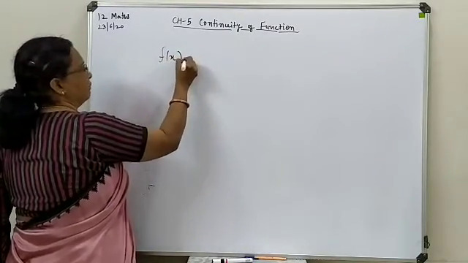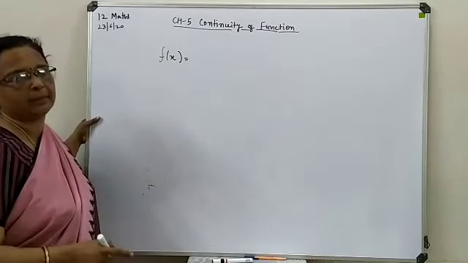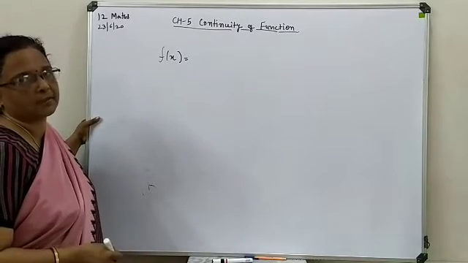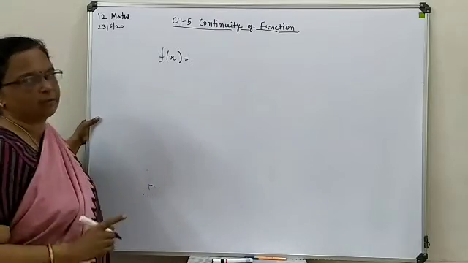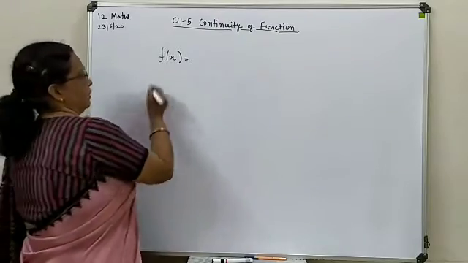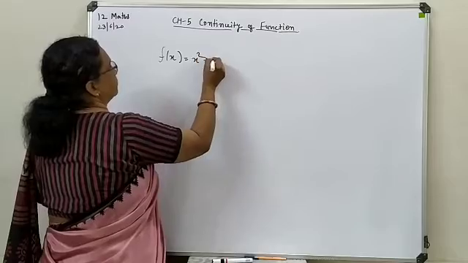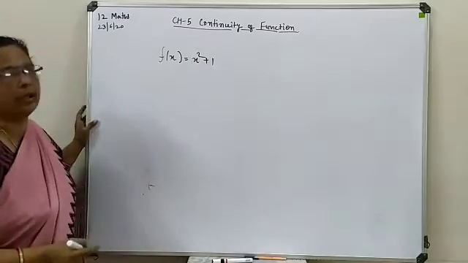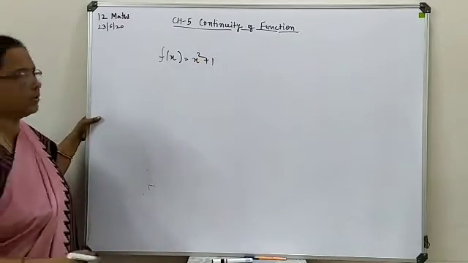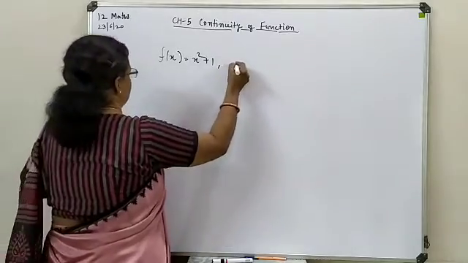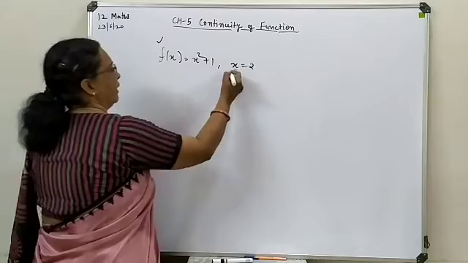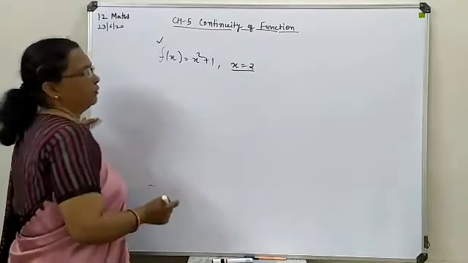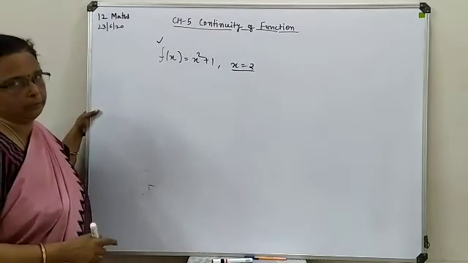the function f(x) will be given. It may be trigonometrical, algebraic, constant, identity or rational, so any type of function will be available to you. Suppose this is the function and you have to check the continuity of this function at x equal to 2. So your function will be given, and the point at which you are going to check the continuity will also be given.